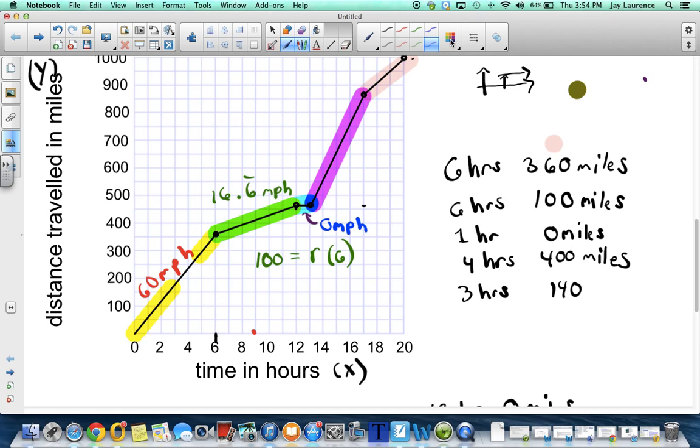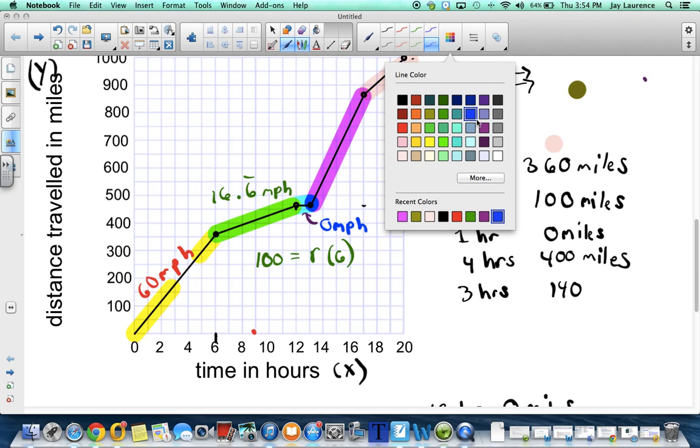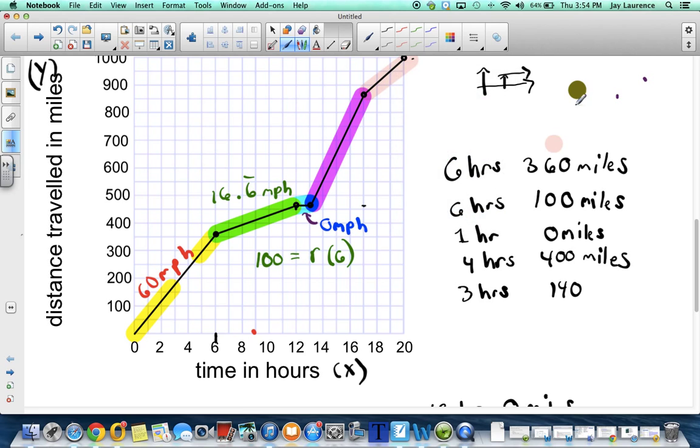Okay, now let's go to the purple section. In the purple section, they went 400 miles in 4 hours. Dividing by 4, the rate is going to be 100 miles per hour. Uh-oh, I hope they're not speeding. I hope they're in Montana or on the Autobahn or somewhere you're allowed to go that fast, because mom or dad is going to get a ticket. They're flying, and look, that purple section is steeper than the yellow section.